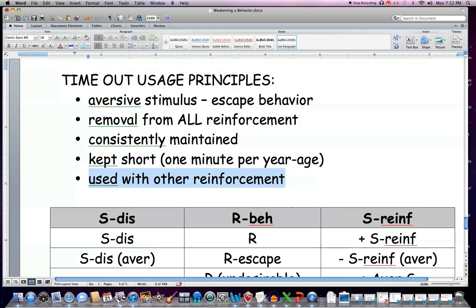And like many things, when you're trying to weaken behavior, it's best if it's used with other reinforcement. It's not just trying to exterminate one behavior. You should be trying to also grow or strengthen a positive behavior.